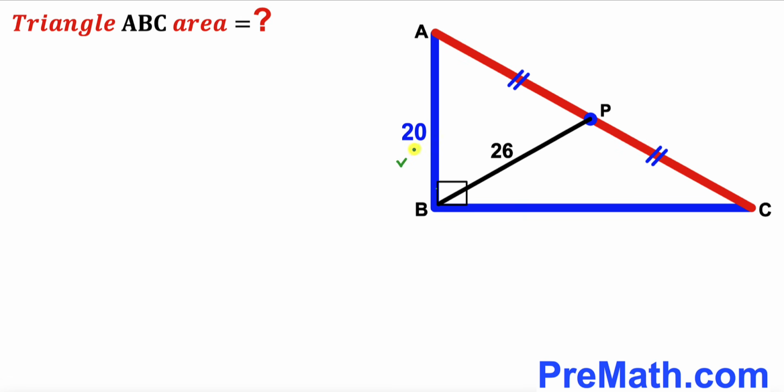In this video, we have this right triangle ABC along with this segment BP, as you can see in the given diagram, such that point P is the midpoint of the hypotenuse AC. In other words, segment AP length equals segment CP length. Moreover, side AB length is 20 units, and segment BP length is 26 units. Our task is to calculate the area of triangle ABC.